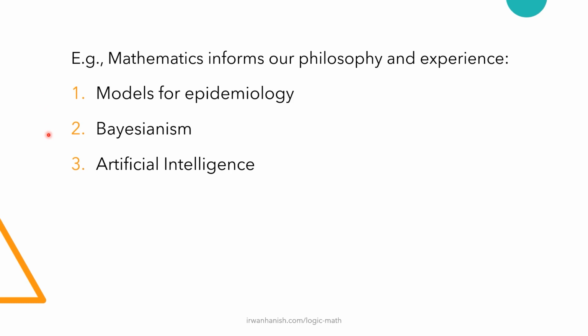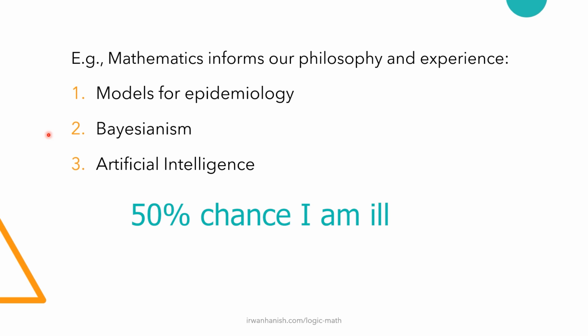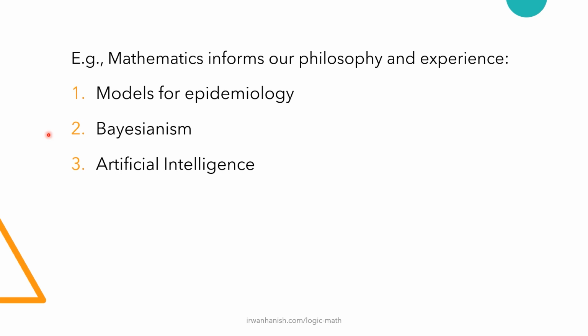Another example is Bayesianism. Bayesianism is a philosophical position that develops around Bayes' theorem. So Bayesian philosophers of science say that we should use that theorem to update our scientific beliefs in light of evidence. So one simplified example is this. You feel knackered, right? You feel fatigued. And then you say to yourself, I might be ill. There is a 50% chance that I'm ill. So mathematically speaking, you assign a prior belief that you are ill at 0.5 probability.